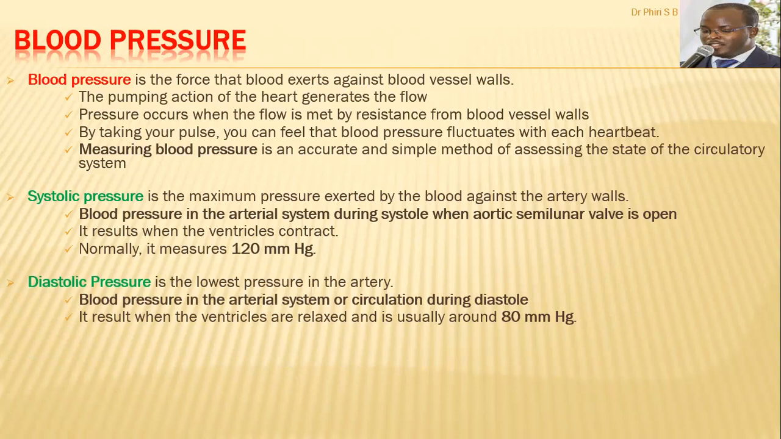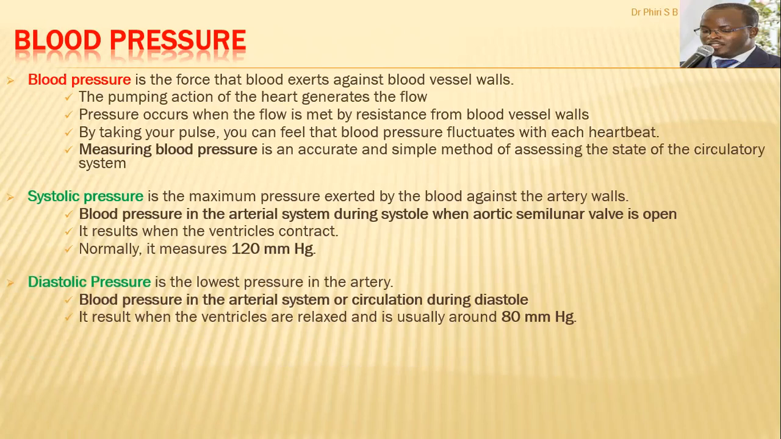And this is taking place during the relaxation of the heart. So during diastole, when the heart is relaxing, you're going to get the lowest pressure in the arteries. This lowest pressure is referred to as diastolic pressure, which is around 80 millimeters of mercury. The highest pressure, systolic pressure, is 120. The lowest pressure during diastole is 80.